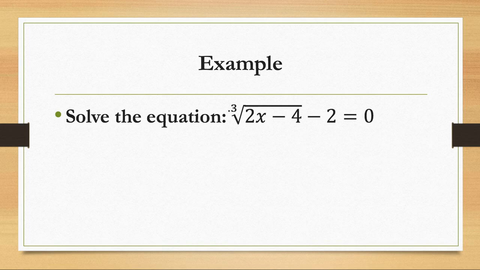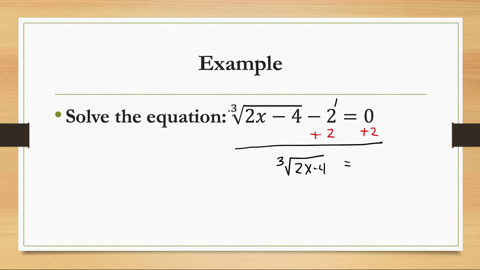All right, keeping in mind our steps, the first step is to isolate the radical. So that means to get the cubed root part of this problem by itself. So the problem is this minus 2 that's sitting outside the cubed root. So I'm going to move that to the other side by adding 2 to both sides of the expression. So that's going to leave me the cubed root of 2x minus 4 is equal to 2. So that's the first step. Get that radical by itself on one side of the equation.